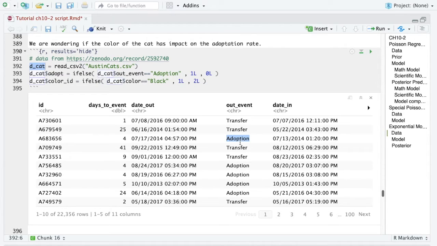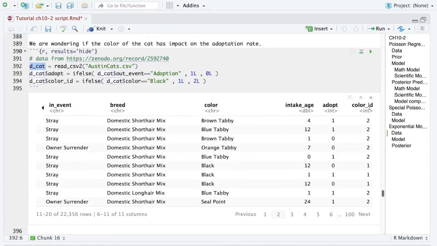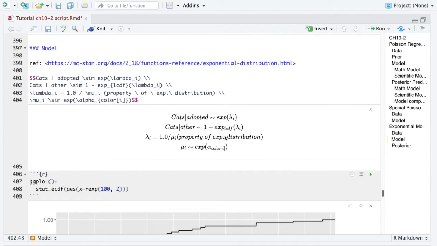We need to separate the adoption event from others. Also, we have the colors for different cats here: brown, teddy, blue, black, but we limited our investigation to only see the effect of black and non-black cats. The model for this problem will be a little bit complicated.